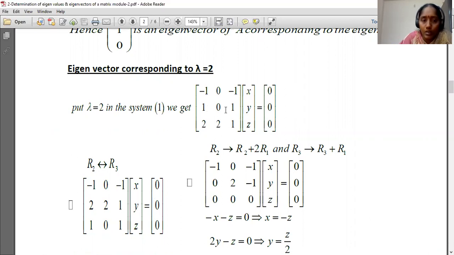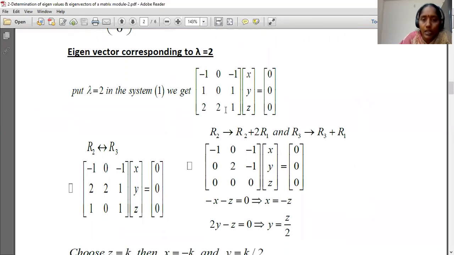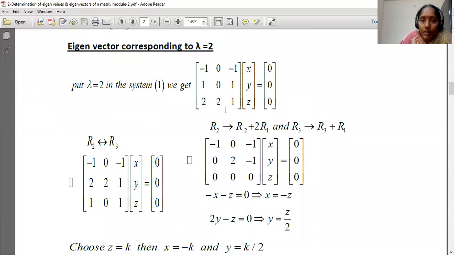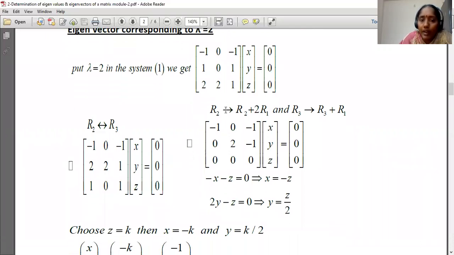So again, using elementary transformations, convert matrix A into row echelon form, and then find the equations, as minus x minus z is equals to 0. That means x is equals to minus z. 2y minus z is equals to 0. So y is equals to z by 2.